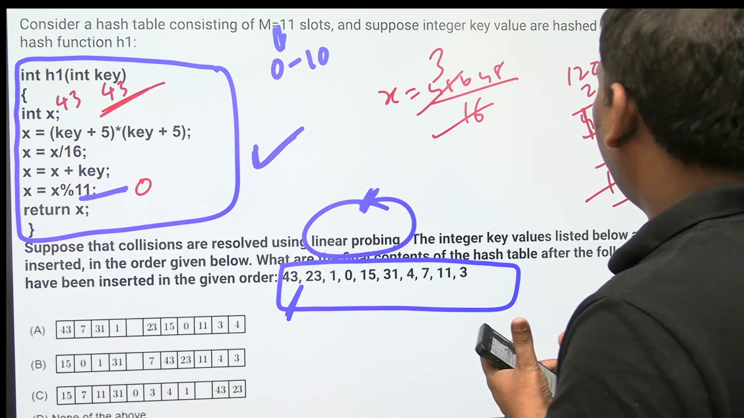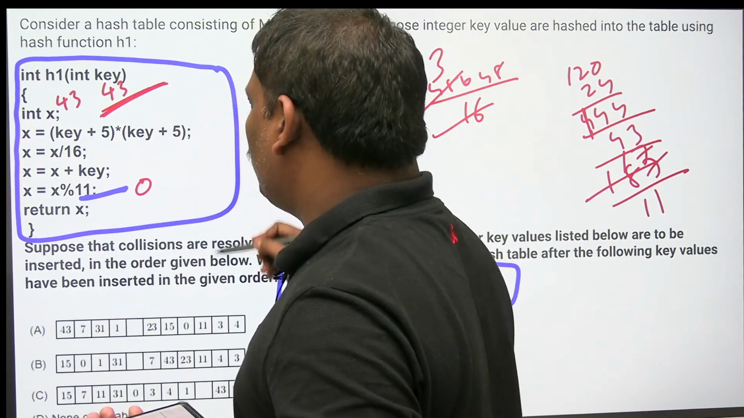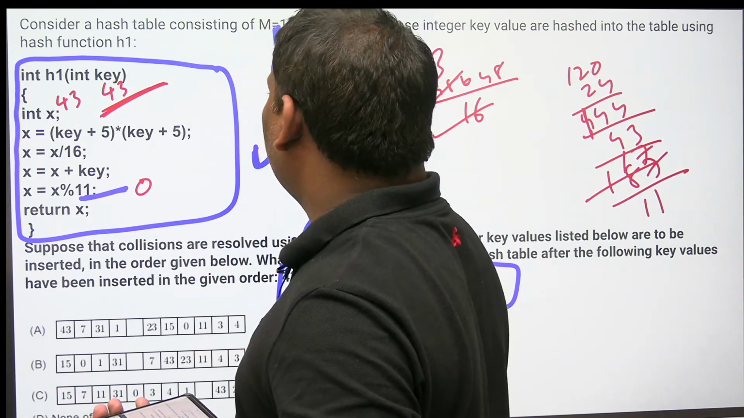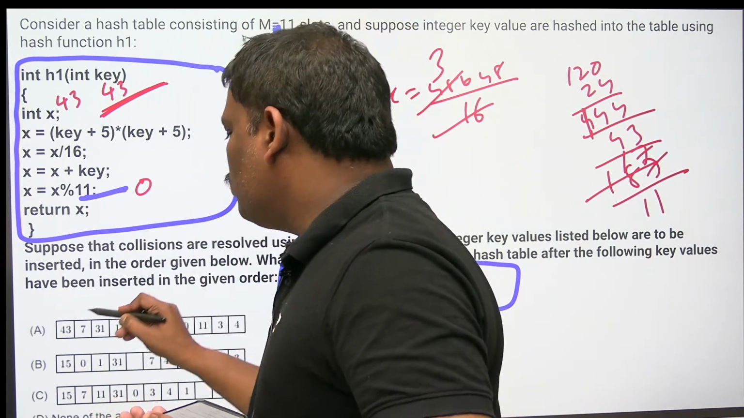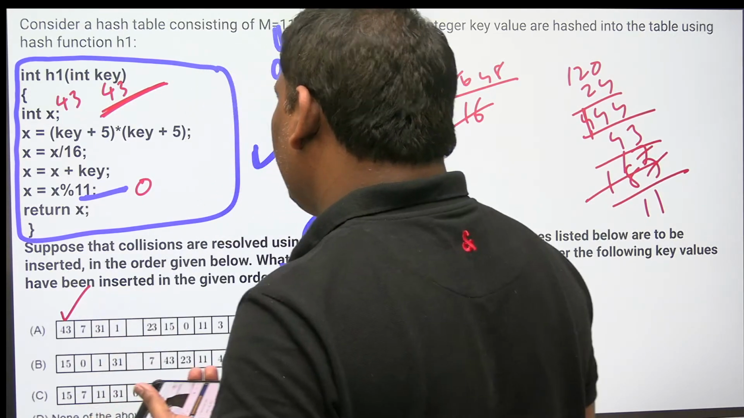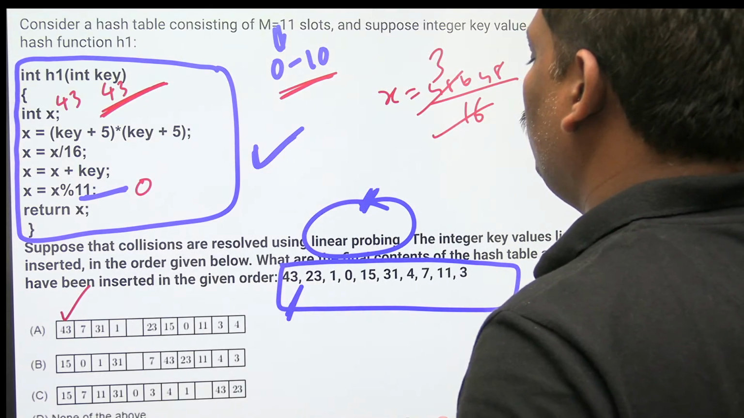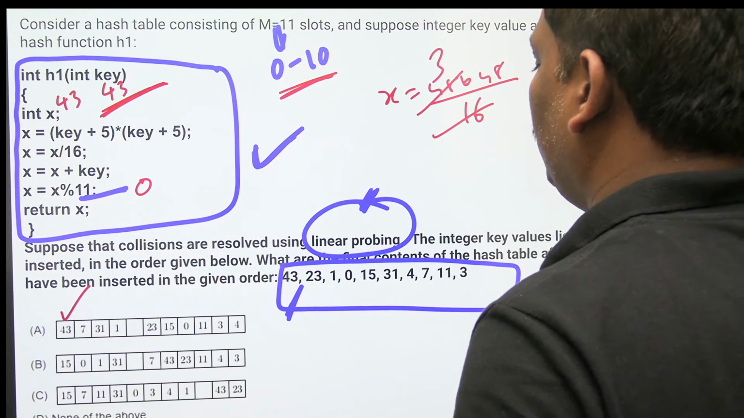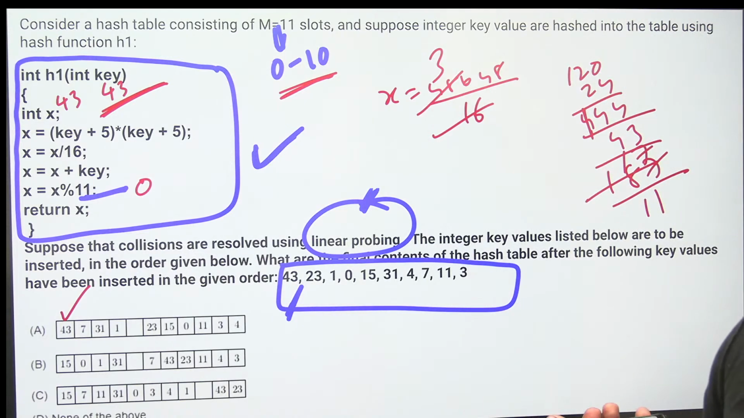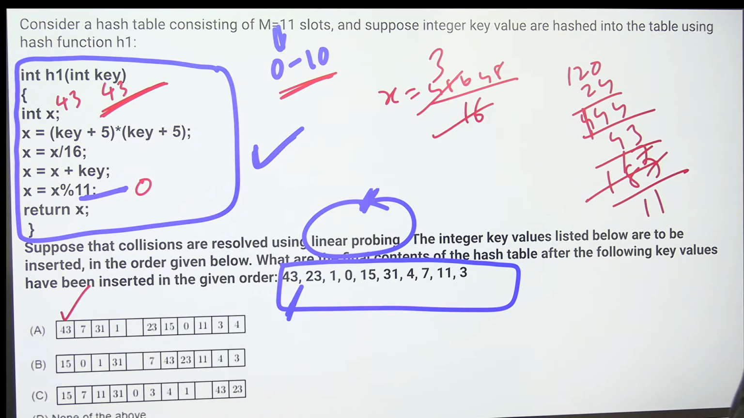So 43 finally goes to 0. If I give 43, finally 0 came. So in the hash table, 43 will go to index 0. If you want, you can identify 43 in the available options. Where will 43 go to 0? I think only option A. Can you verify properly?